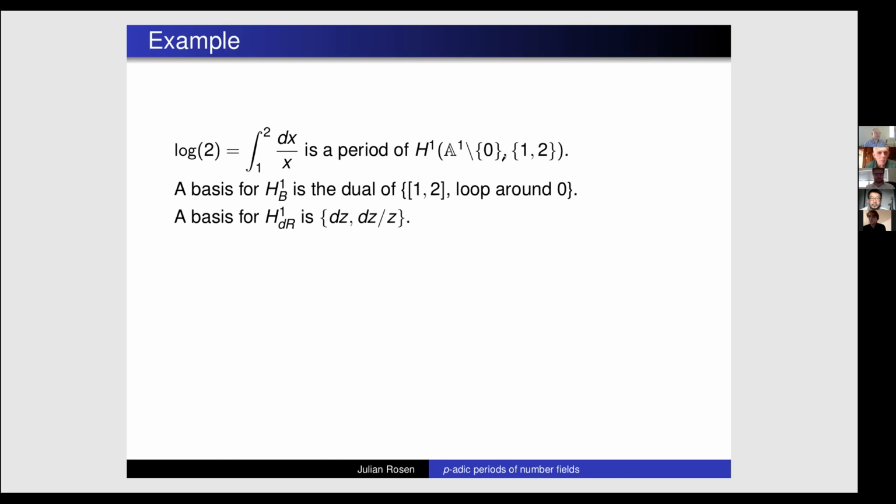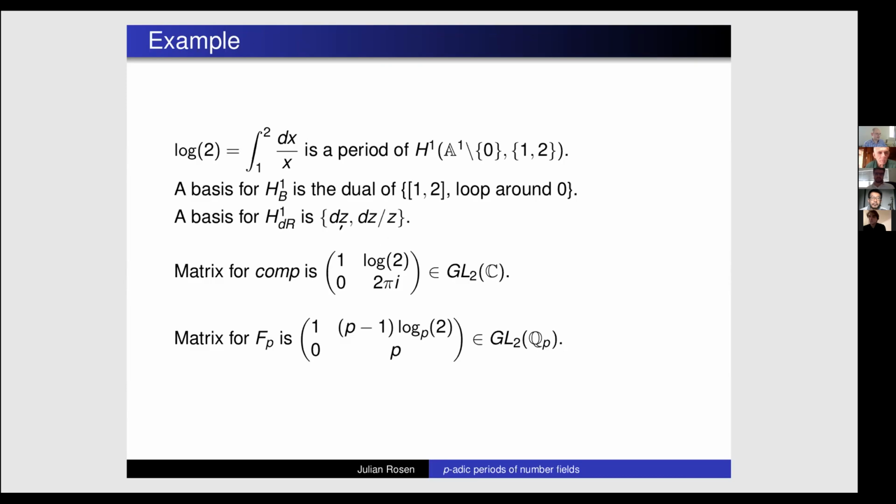Okay, so this is a two-dimensional space, a basis for H_1. Well, it's dual to these two paths, the path from 1 to 2 and a loop around 0. And a basis for the de Rham cohomology is given by these two forms, dz and dz over z. Okay, and we can write down the comparison map. It's just a matter of unwinding the definition, right? You integrate these forms over these two paths, and you get this matrix: 1, 2πi, log 2, and then there's a 0 down here. So this is the comparison matrix for this cohomology group, the complex comparison matrix.